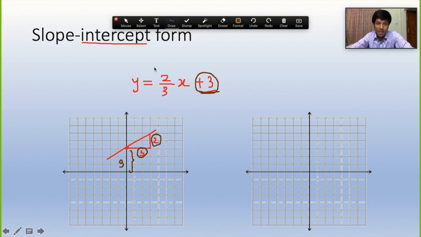Anyway, so this is the discussion on slope-intercept form. You need the slope, and you need the intercept. Intercept means the y-intercept here.